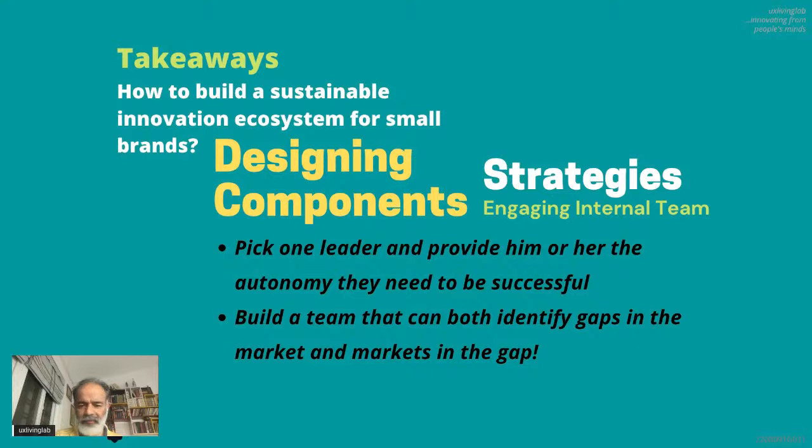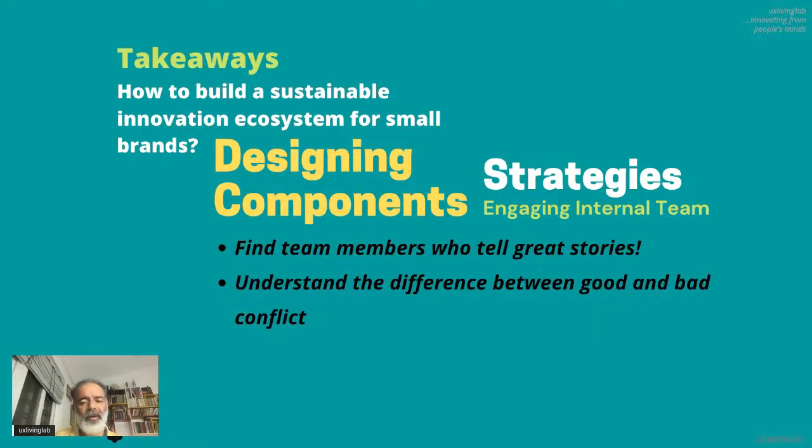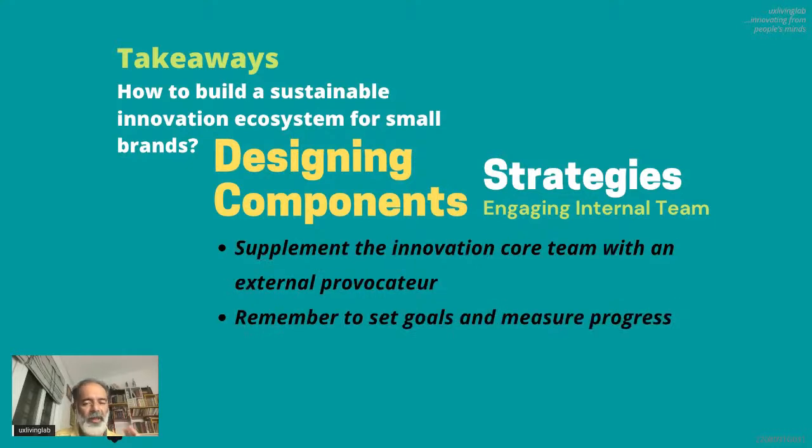Then pick one leader per team. Then build a team that can both identify gaps in the market and market in the gap. Then find team members who tell great stories. So communication is very important. People should communicate in innovation. Understand the difference between good and bad conflicts. So you have to manage the conflicts and supplement the innovation core team with an external provocateur. So you have to invite some consultants once in a while. It will give a different way of thinking.